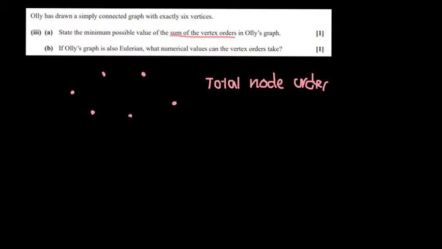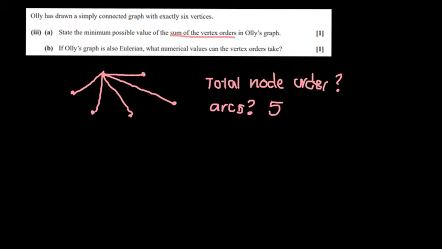Right, well, we know that node order is linked to arcs. So if I could find the minimum number of arcs, I could find the minimum node order. We know that in a 6 vertex graph, 5 is the minimum number of connections to create a simply connected graph, because all of them are connected in and there's no repeats or loops. So I know that 5 is my minimum number of arcs, and therefore the minimum total node order, or sum of the vertex order, is 10.